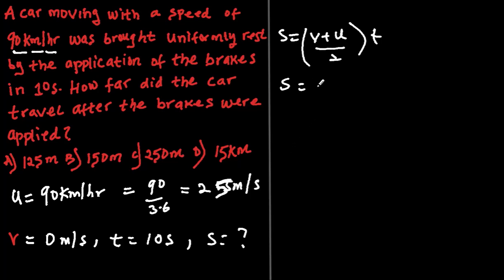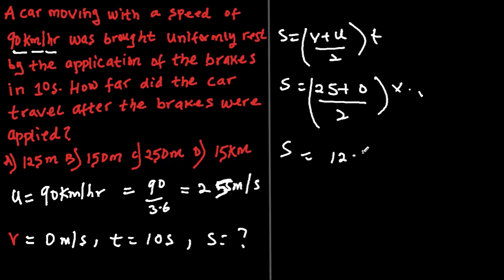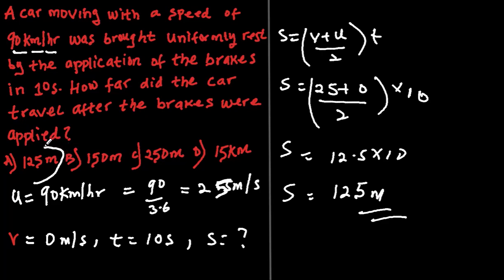So we have (25 plus 0) over 2 into t. T is 10. So s is going to equal 25 over 2, which is 12.5, times 10. 12.5 times 10 is 125 meters. So choice A will be the correct answer. Right. So let's go to the next question.